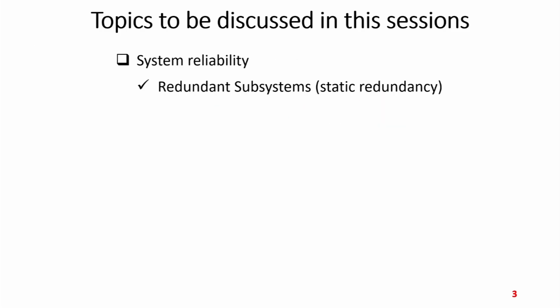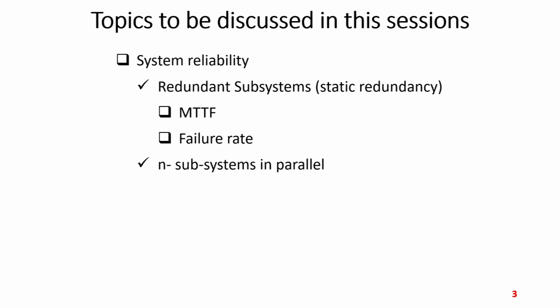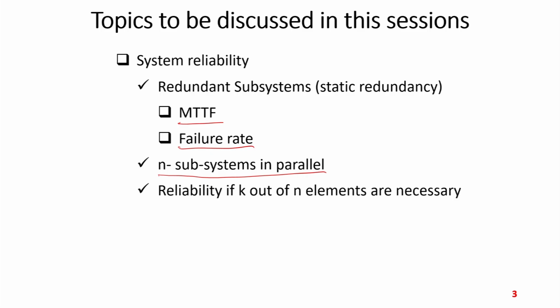Now we will consider again this static redundancy of two elements. We will find the expression for its MTTF, then the failure rate. This part we have already done. Then we will consider n systems in parallel, and we will use whatever we have derived for the two systems to get a general expression for the reliability of the system when n systems are in parallel. Then we will consider the reliability if k out of n elements are necessary. This we will also cover today.